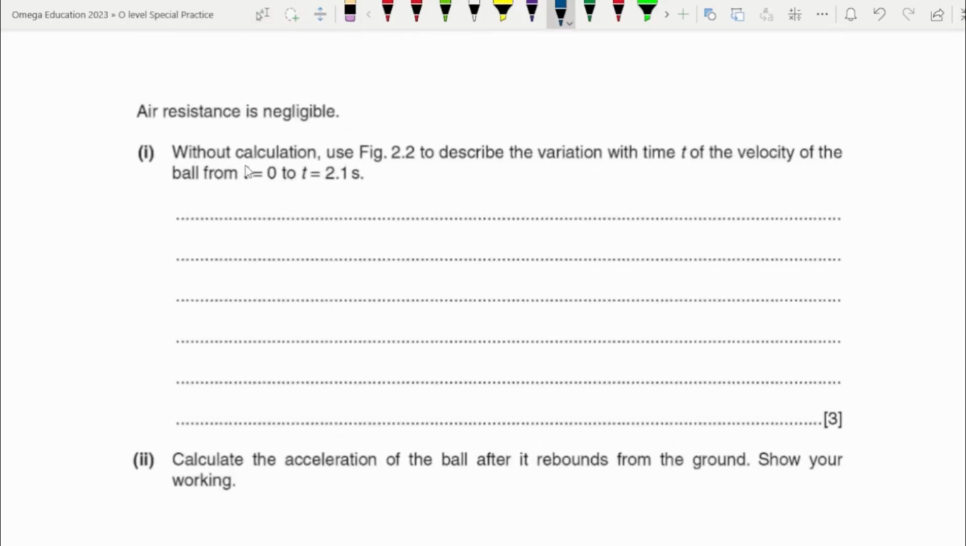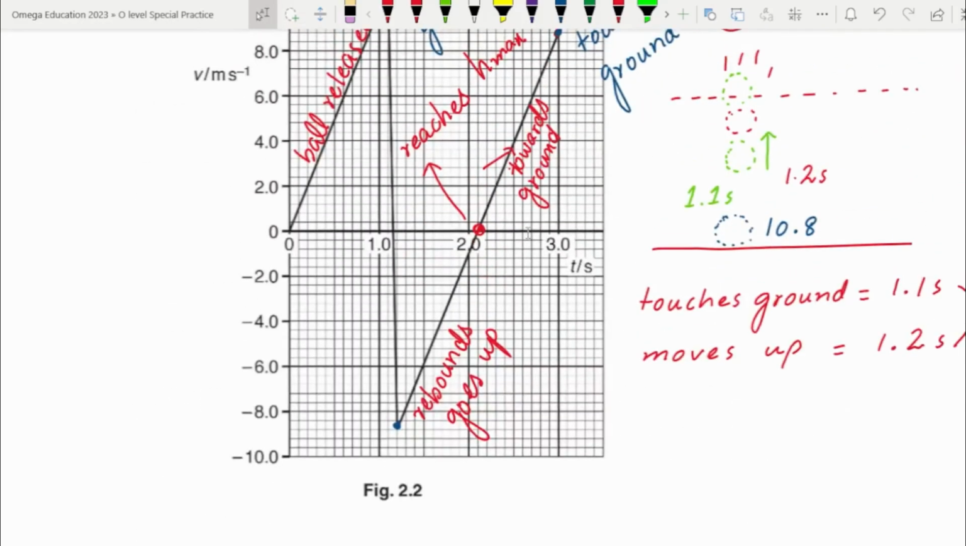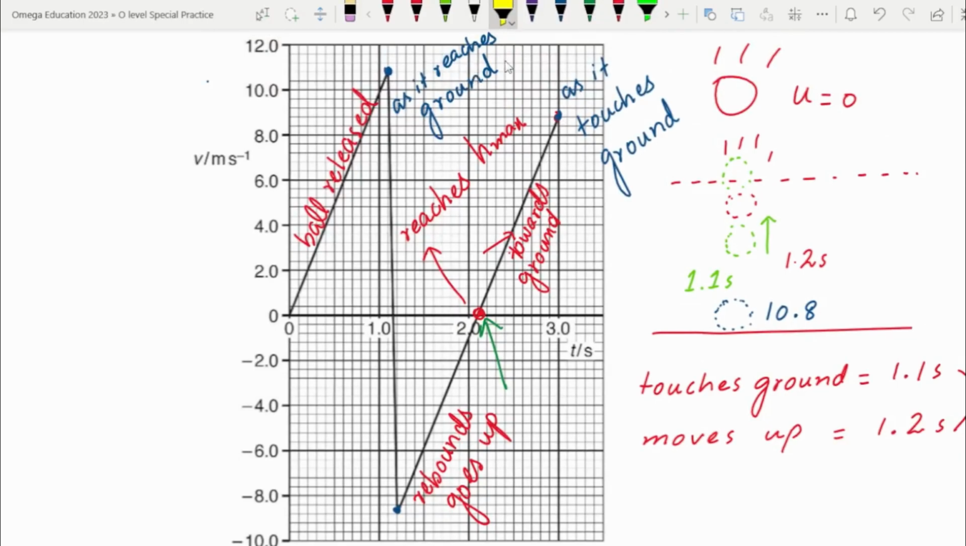So what is the question? Without calculations, use figure 2.2 to describe the variation with time of the velocity of the ball from 0 to 2.1 seconds. Let me check out what till this point, 2.1 second. Okay, till this point. So we have to explain this shape, this one and this one.